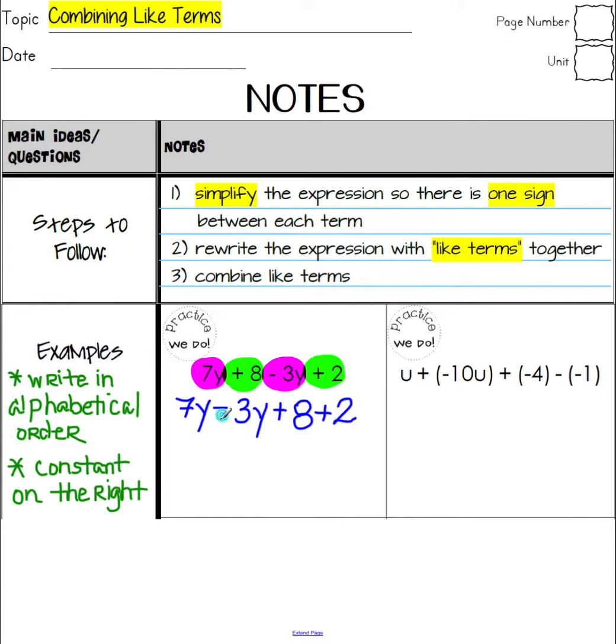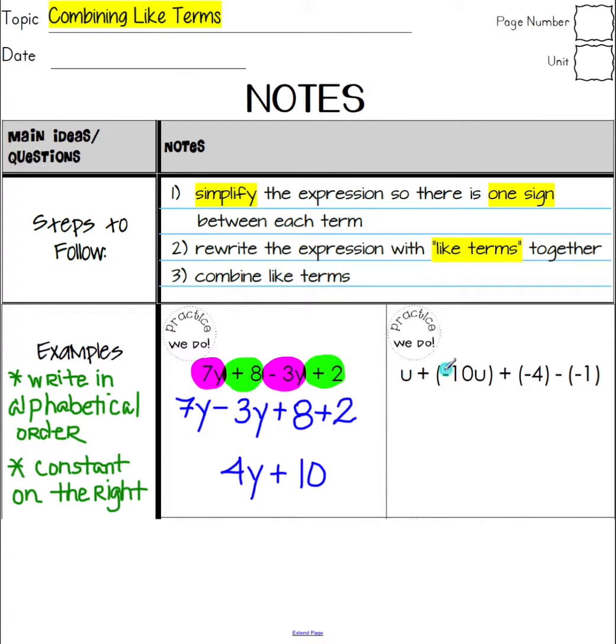And so we can combine our like terms. So 7y minus 3y is 4y, and a positive 8 and a positive 2 is a positive 10. And we can also notice that 4y and 10 are not like terms, so we are done and we have simplified this expression. Let's look at another one.